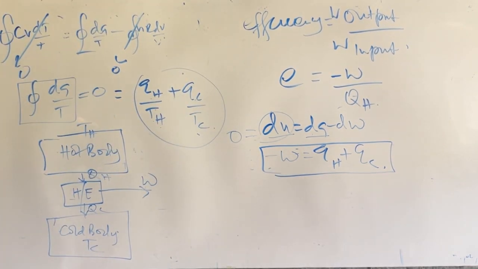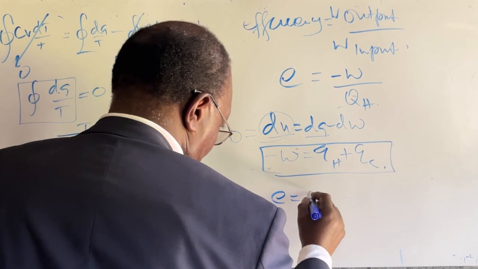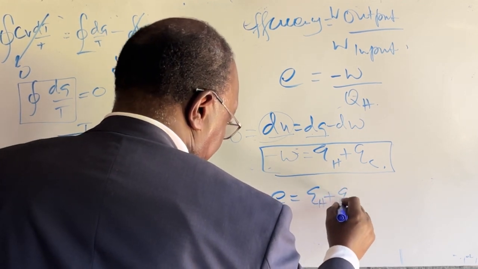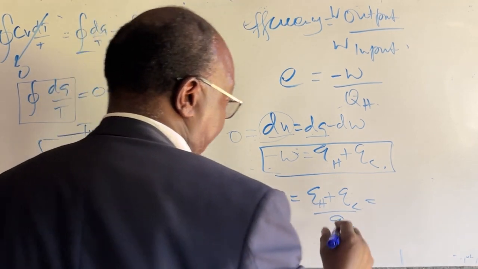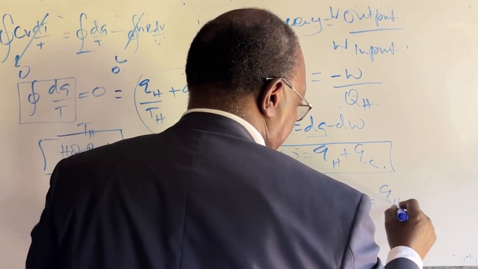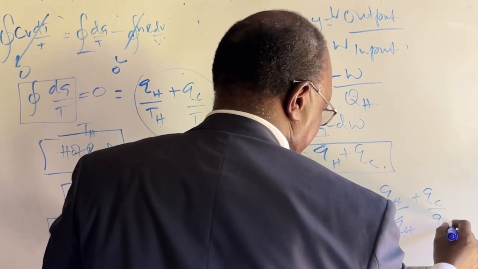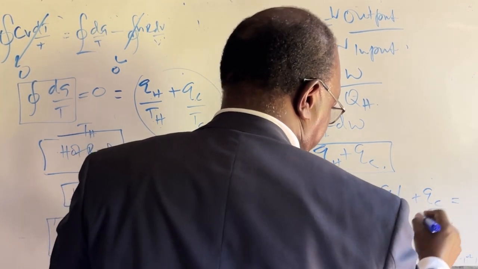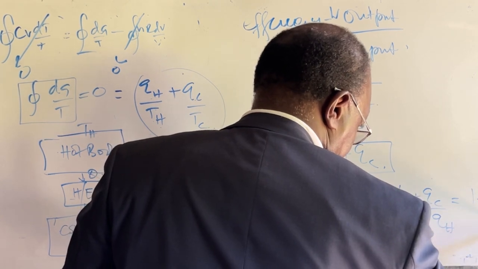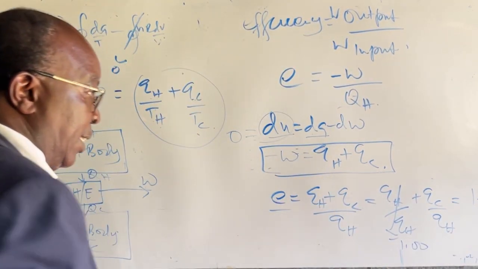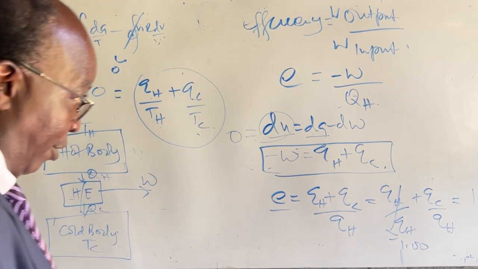And so we can put it in terms of the efficiency, that e is equal to QH plus QC over QH, which now, if you divide QH over this, is QH over QH plus QC over QH. QH over QH is 1. So we end up with 1 plus QC over QH as our efficiency for that Carnot cycle, which we have there.